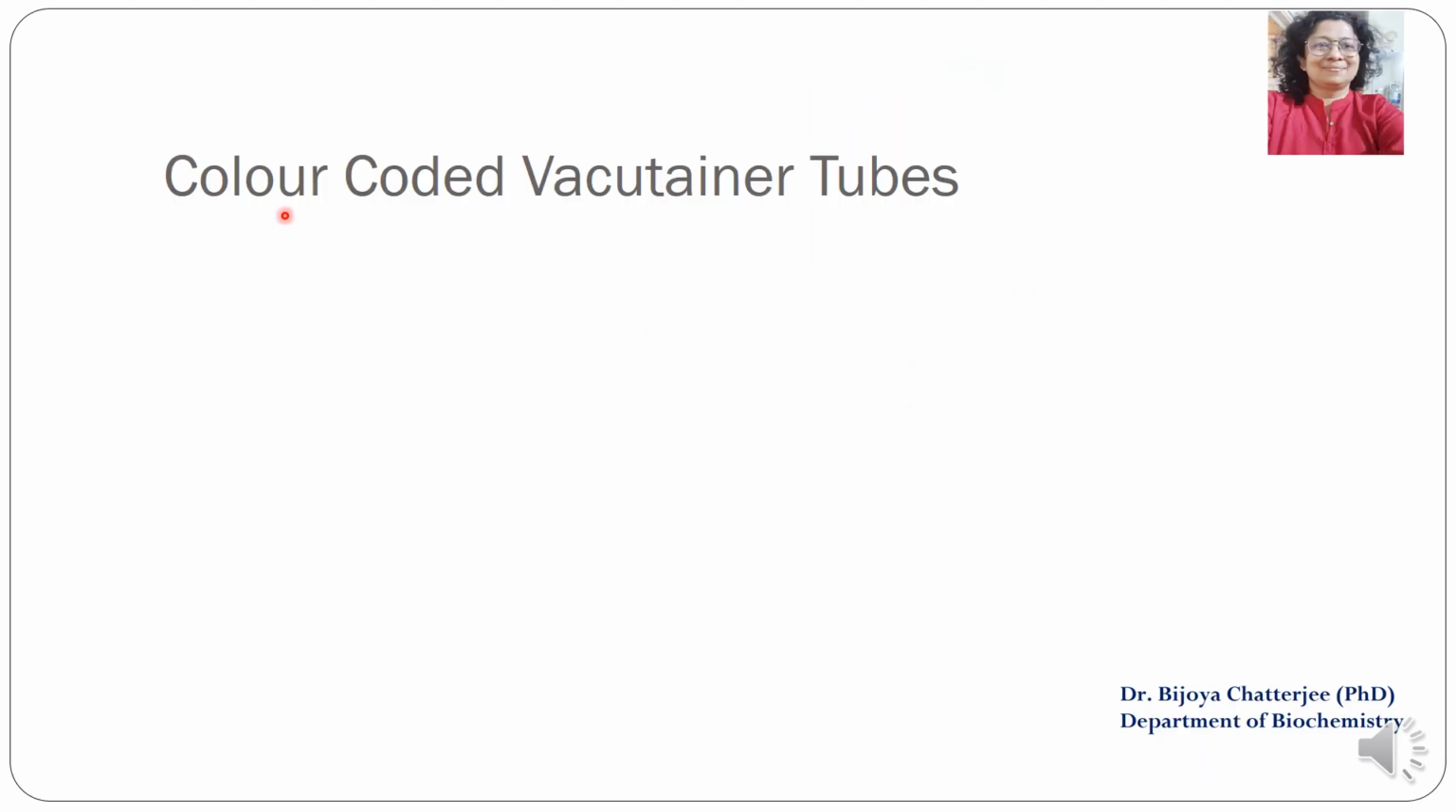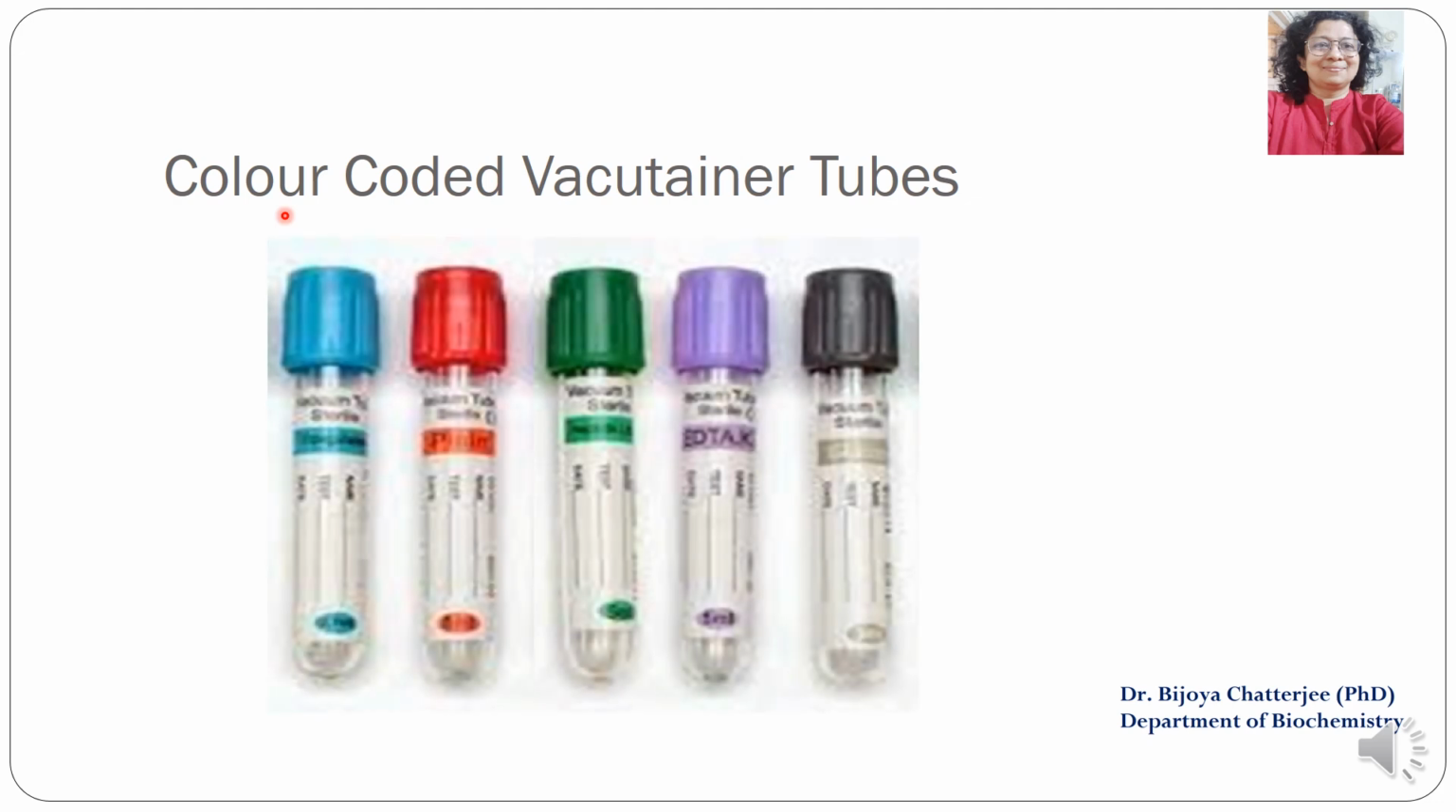Now after collecting the sample, it has to be transferred to various vacutainer tubes. As you can see, these are the most commonly used vacutainer tubes, and each vacutainer tube has a different colored cap, and the different colored cap signifies something which we will discuss in the next session. So currently you just have to remember these 5 different colored caps, that is the light blue, red, green, lavender and grey.